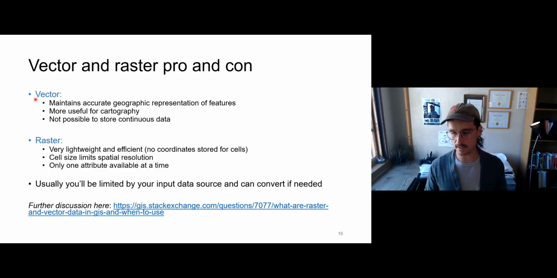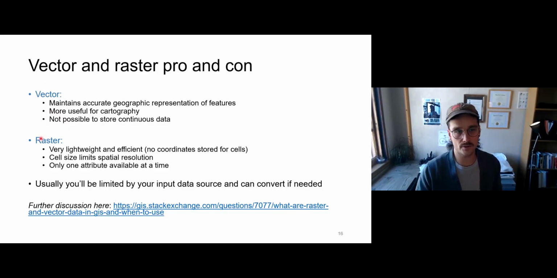So if we've got a data set of, again, air quality monitoring stations, we know the precise latitude and longitude coordinate of where those things are. So it makes vector data more useful for cartography. If we're making any kind of map, if we want to summarize our results in some way, we're probably going to want to use vector data.